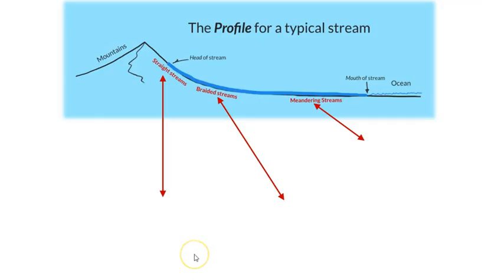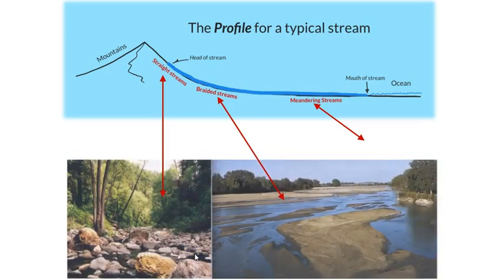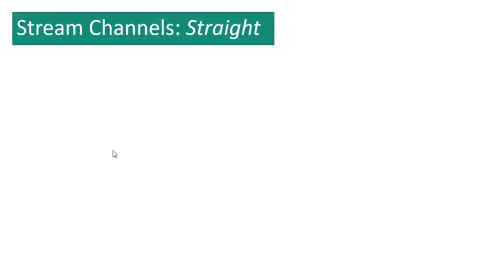As a stream flows down its profile, velocity decreases, causing the type of geologic work to change, along with the shape of the channel. This results in three different types of stream channels: straight, braided, and meandering. Let's explore each further. While no stream channel is truly straight, channel streams are the least sinuous.